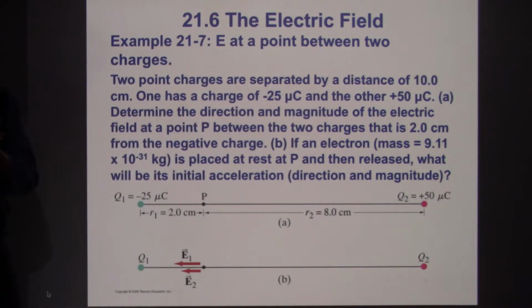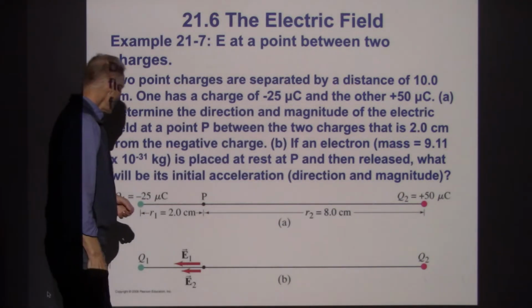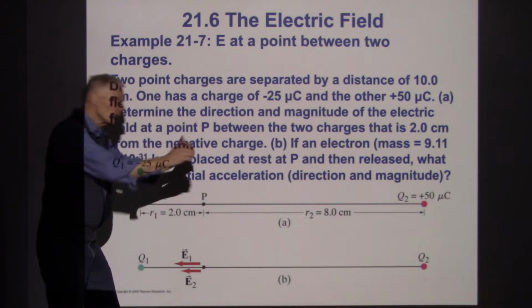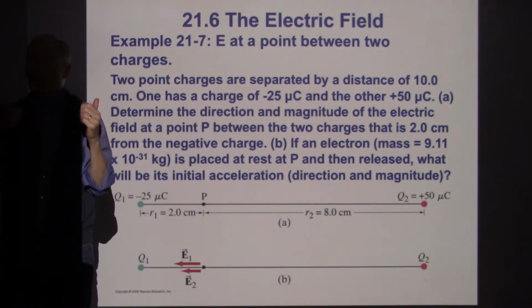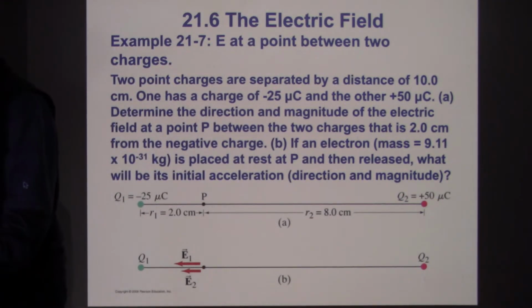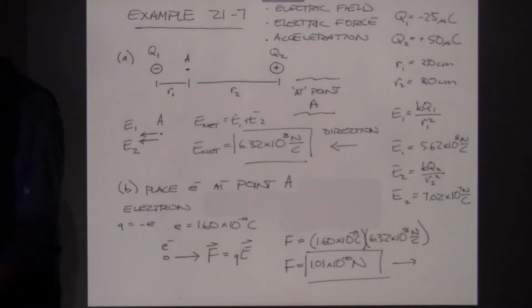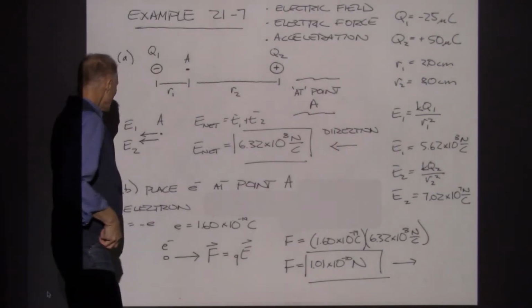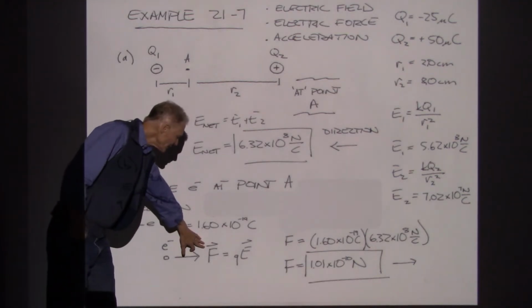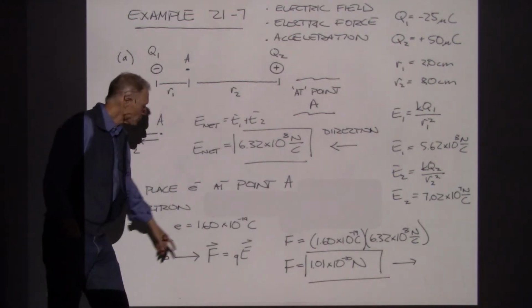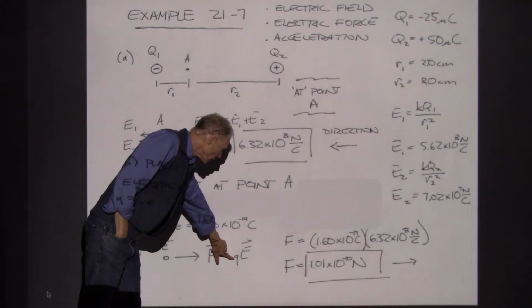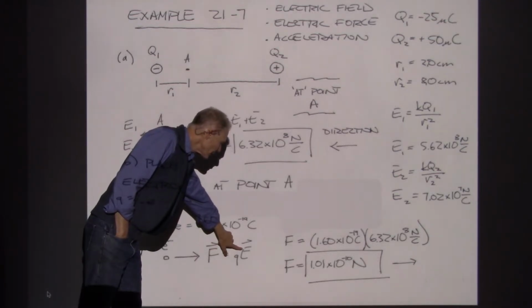So if I introduce an electron to point P and let go, where is it going to get pushed or pulled? What we've shown is that the electric fields are going to the left. Now this is an electron, and electrons are negatively charged. So the force acting on the electron can be determined by taking the charge of the electron and multiplying it by the electric field.